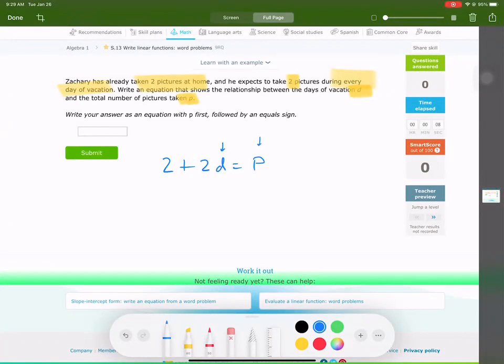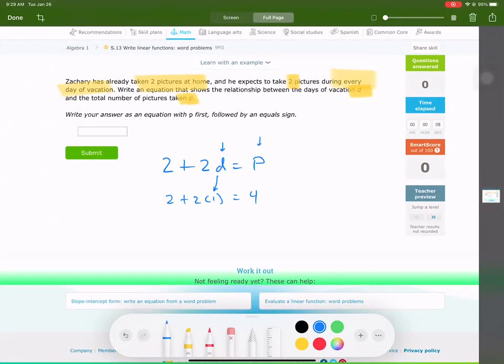If I was on 1 day of vacation, 2 plus 2 times 1, right? Because only 1 day of vacation. How many pictures did you take? 2 plus 2 is 4. You took 4 pictures. That does make total sense. And so how are you going to write this into Schoology? You're going to write it as we see it: 2 plus 2D equals P.